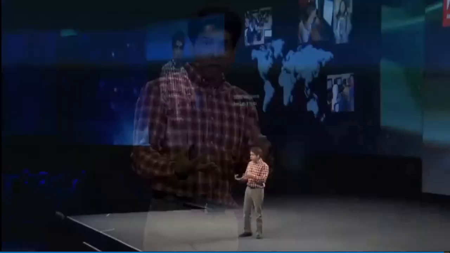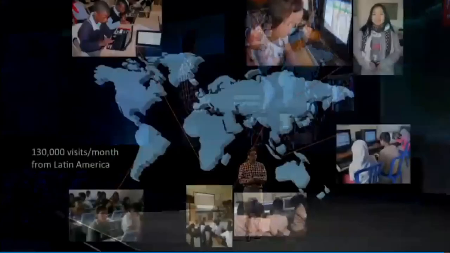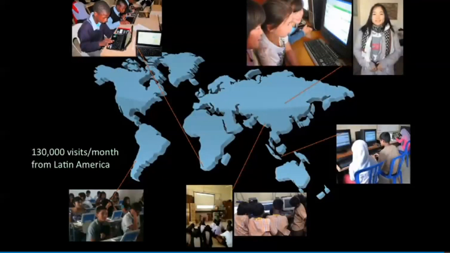And so we've started to have other groups take what we're doing, other not-for-profits for the most part, but even some governments, take our stuff and start to deploy it all over the world. And these are pictures of Khan Academy being used in various parts of the world. And each of these are exciting stories.